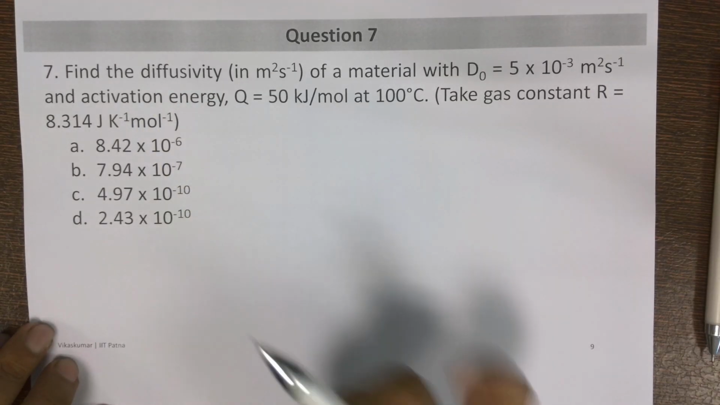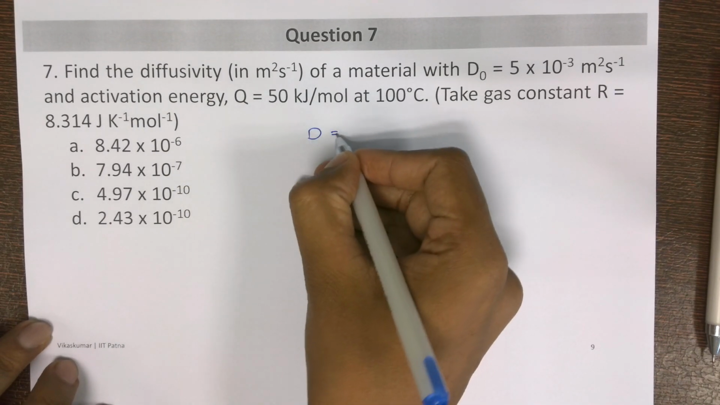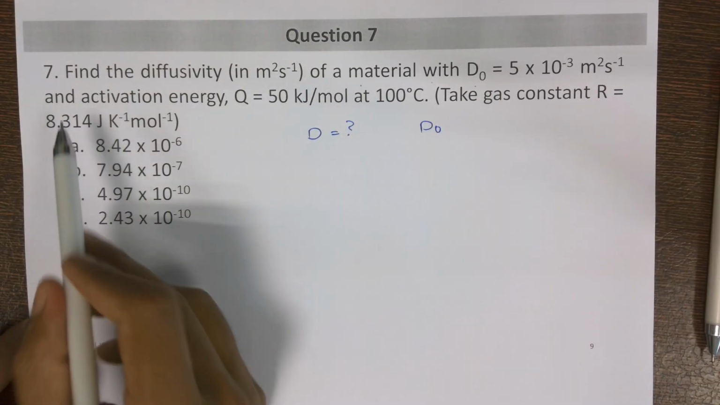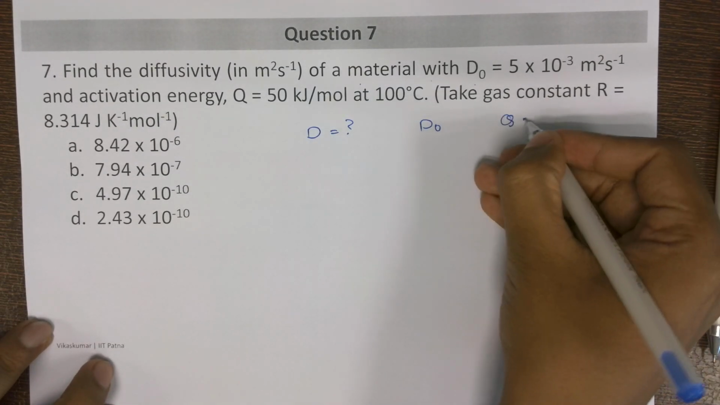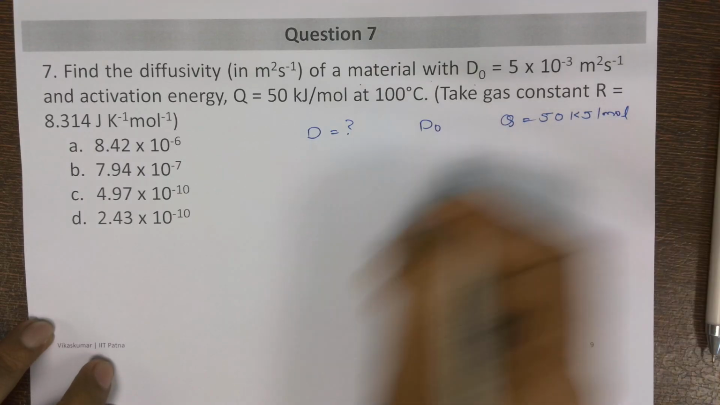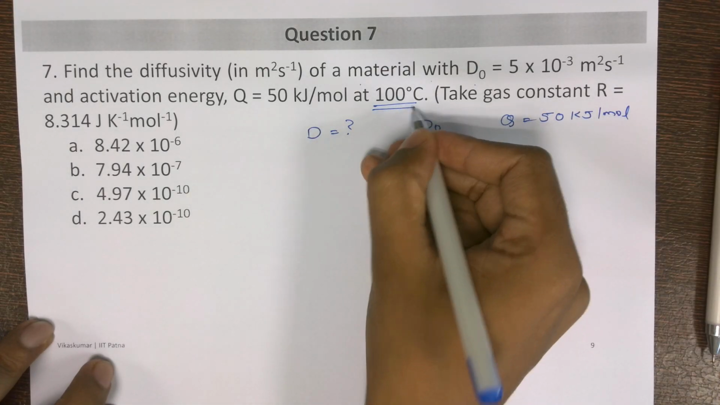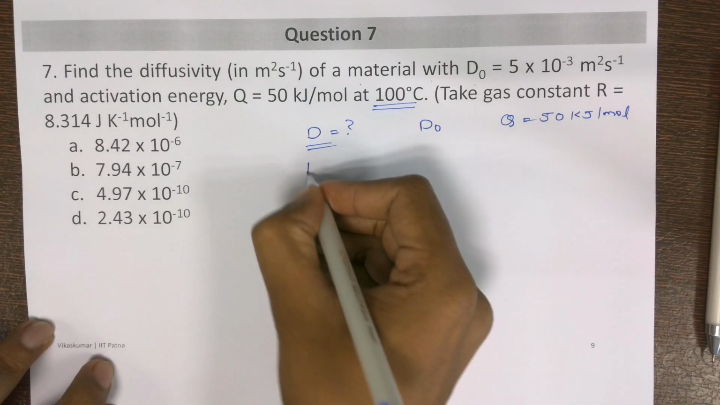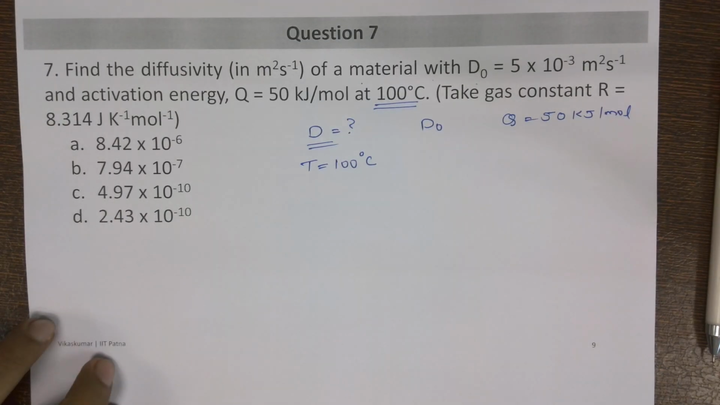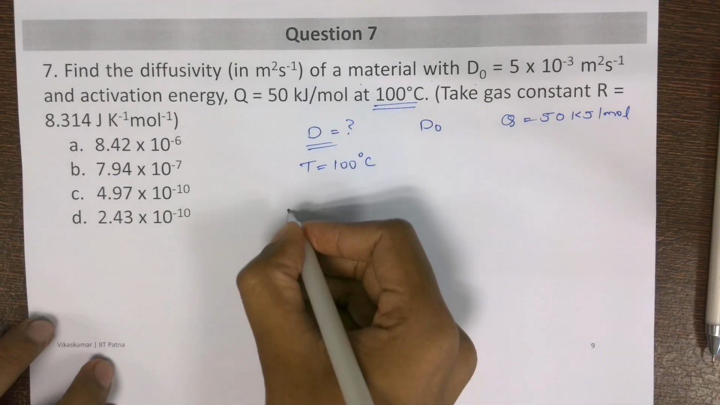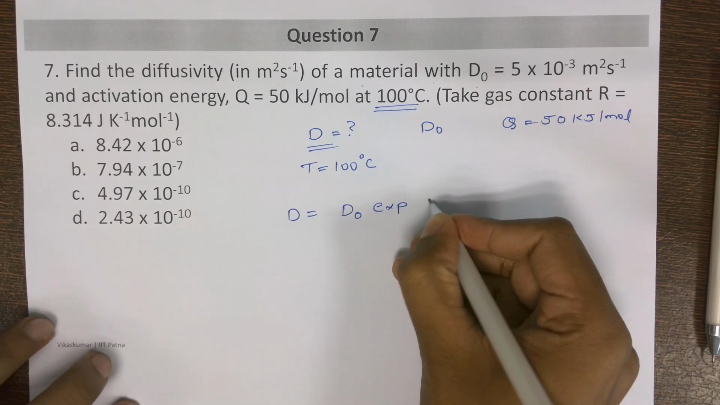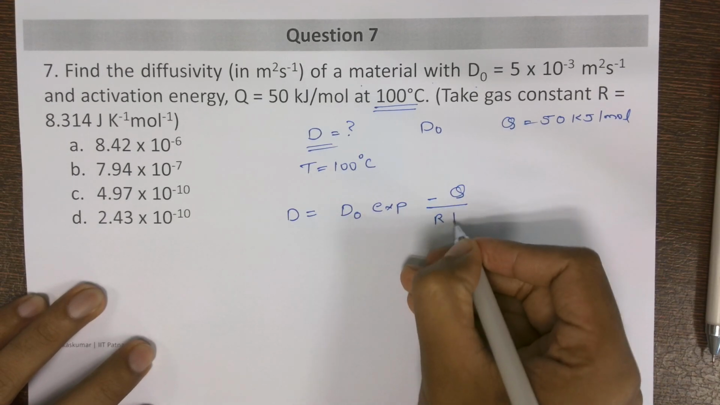Find the diffusivity, that is D, of a material where D naught is given to us, and the activation energy Q is equal to 50 kilojoule per mole at 100 degrees Celsius. The temperature is given. We have to find D at this particular temperature of 100 degrees Celsius. D naught is given to us. We know the expression for how D changes. D is equal to D naught exponential minus of Q divided by R times T.